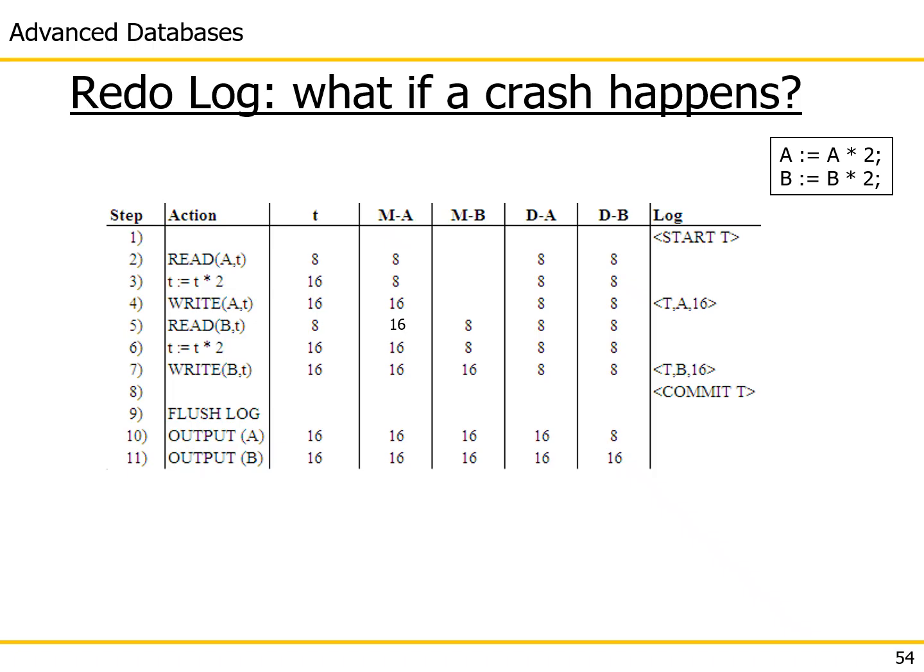Now, there is also another scenario you might want to make sure that you understand. If the crash happens after line number 10, I have an inconsistent state. A is 16 and B is 8. But since my log has a committed transaction, which is due to the flush log at line number 9, I will put 16 in A, it's already 16, and I will put 16 in B. Okay, so now I brought it to a new consistent state from an inconsistent intermediary state.